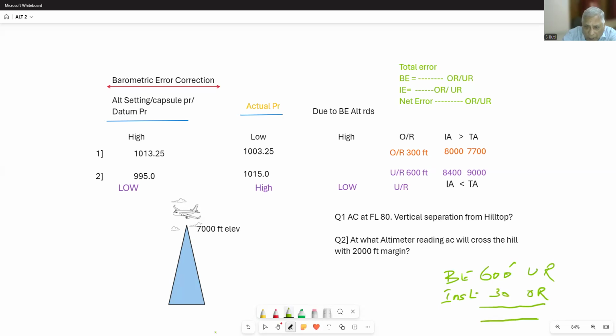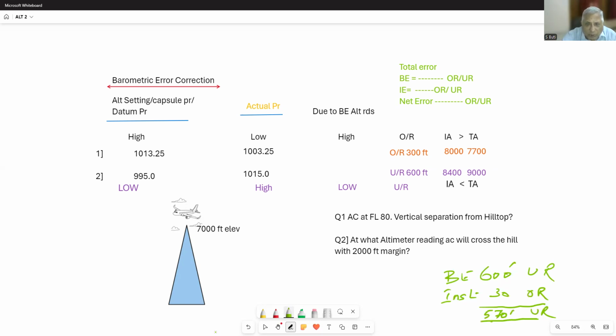Now, if both are under reading, add. Both are over reading, add. Now, one is under reading, one is over reading. So my net result will be 570 feet under reading. So apply a correction of 570 feet in case there is an instrument error also. Then apply this correction here and also here, whichever is the case, to find out.